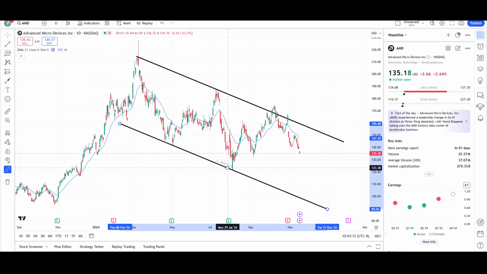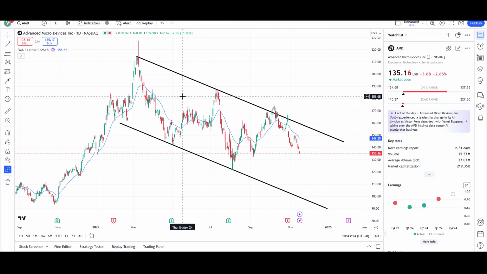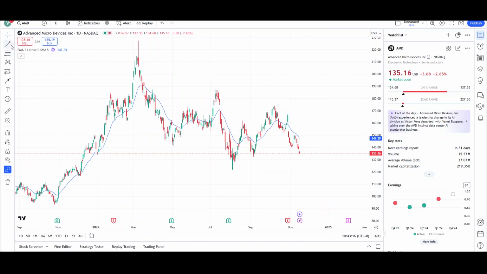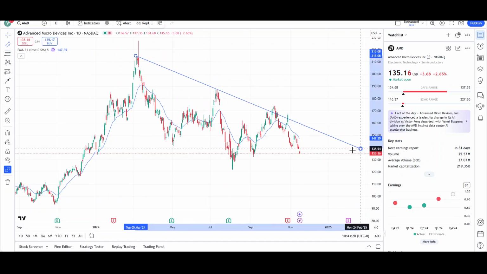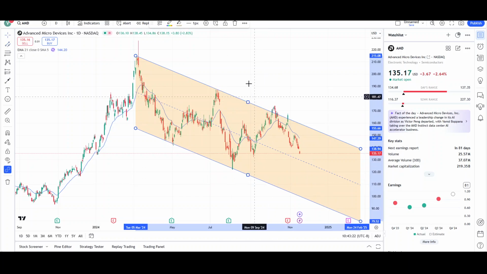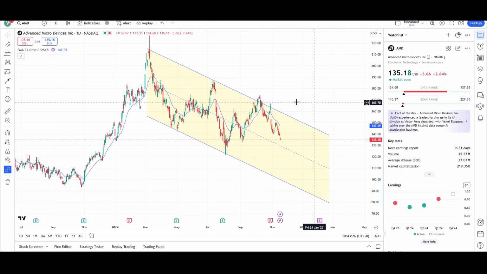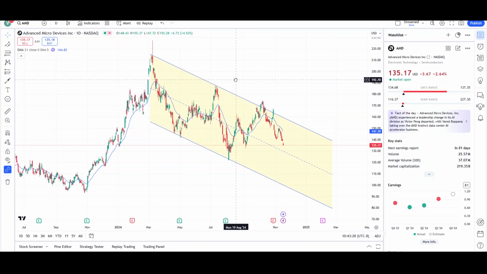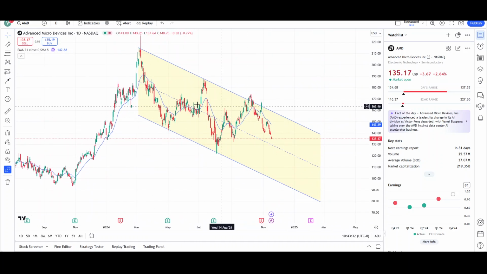You can even probably draw a channel. So it looks like we can draw a channel, which is a parallel trend line. So we can draw a trend line. You can bring it down. Now you have a channel just to represent the market structure, right? The trends move in waves. So this is the market structure working its way down.